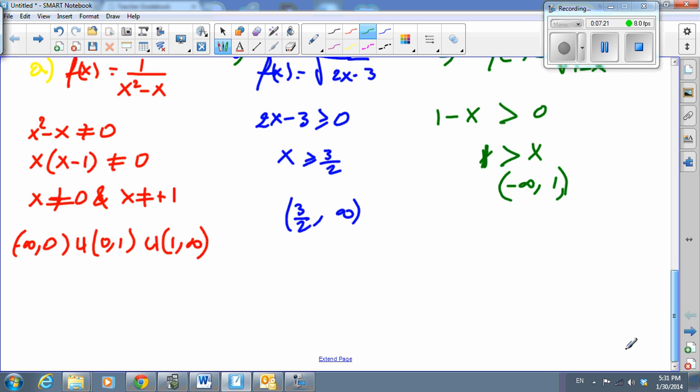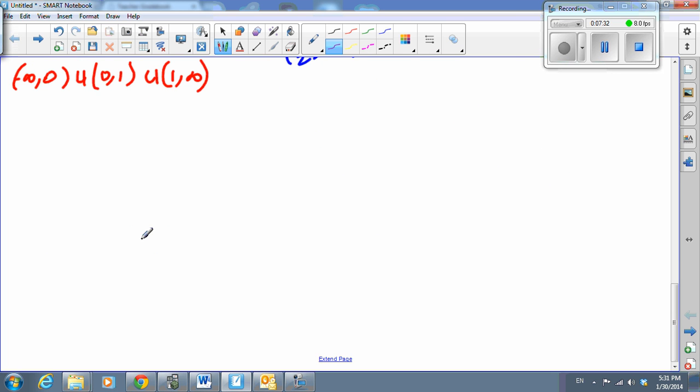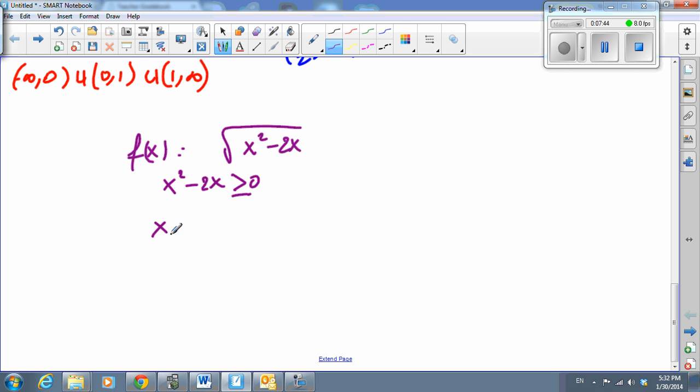But I want to show you one more thing. The last example, let's talk about a different radical. So I'll give you this. f of x is equal to square root of x squared minus 2x. Same concept. You will start by saying x squared minus 2x is greater than or equal to 0. Or you will factor: x times x minus 2 is greater or equal to 0.